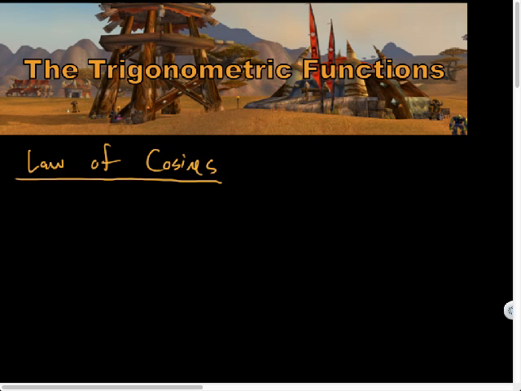Greetings and welcome, friends. Today we're going to learn our final technique for solving non-right triangles. Because you might be wondering, up to this point, the Pythagorean theorem and our trig ratios work great for right triangles. And Law of Cosines works well for a lot of triangles as well. However, there are two situations that we have yet to be able to solve.